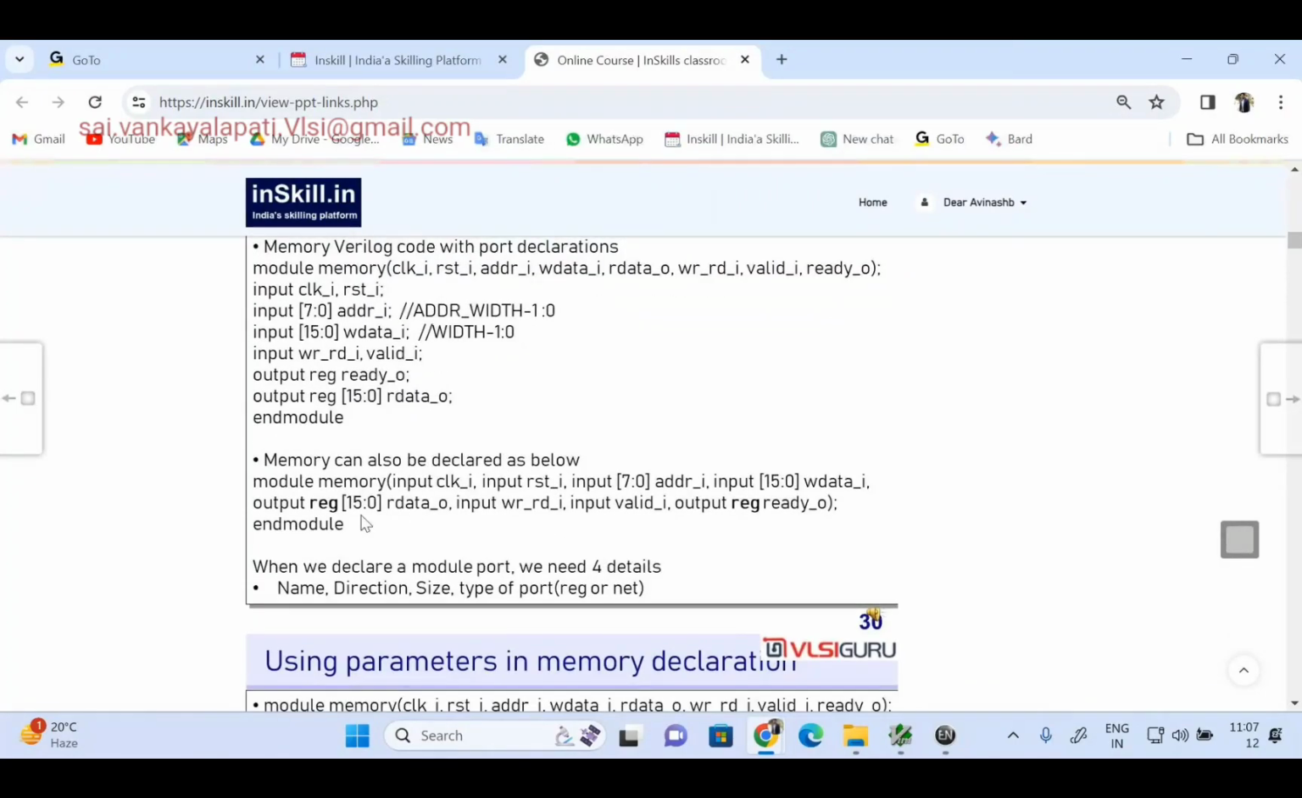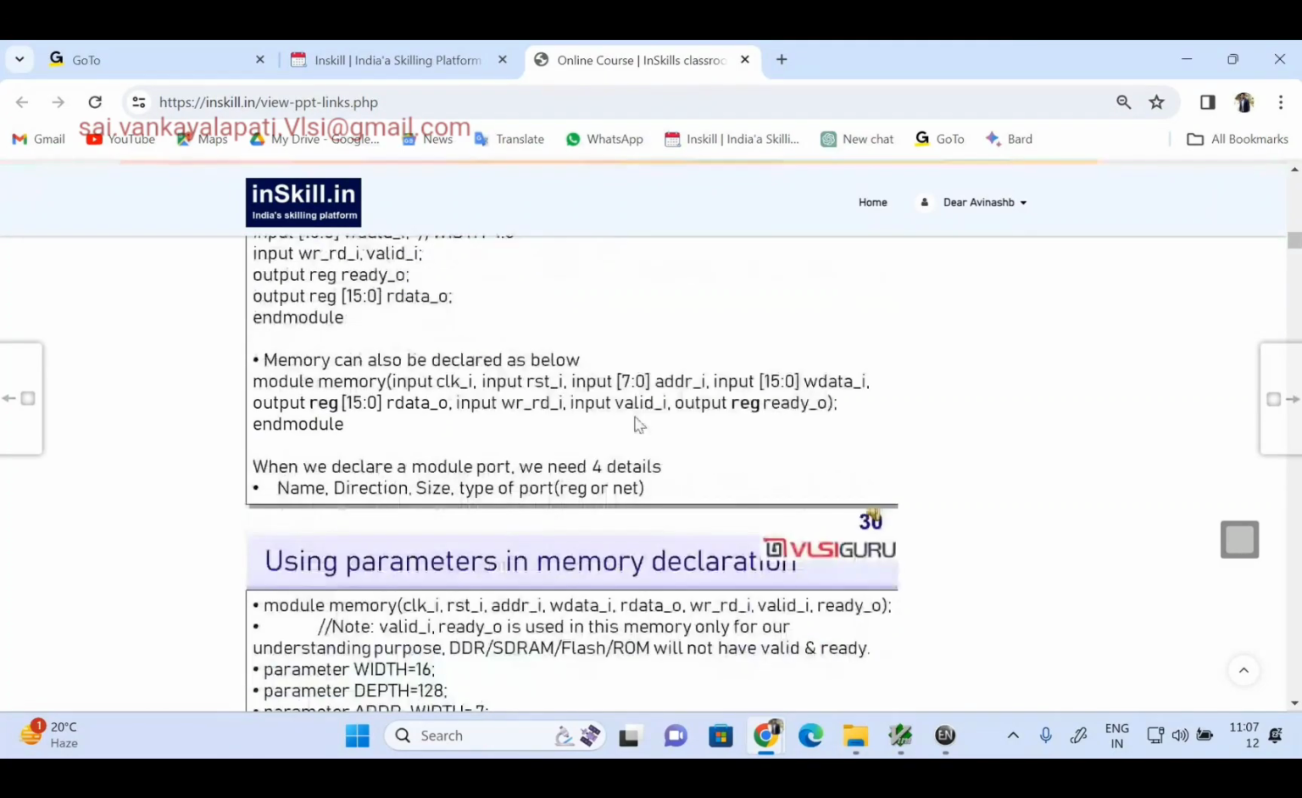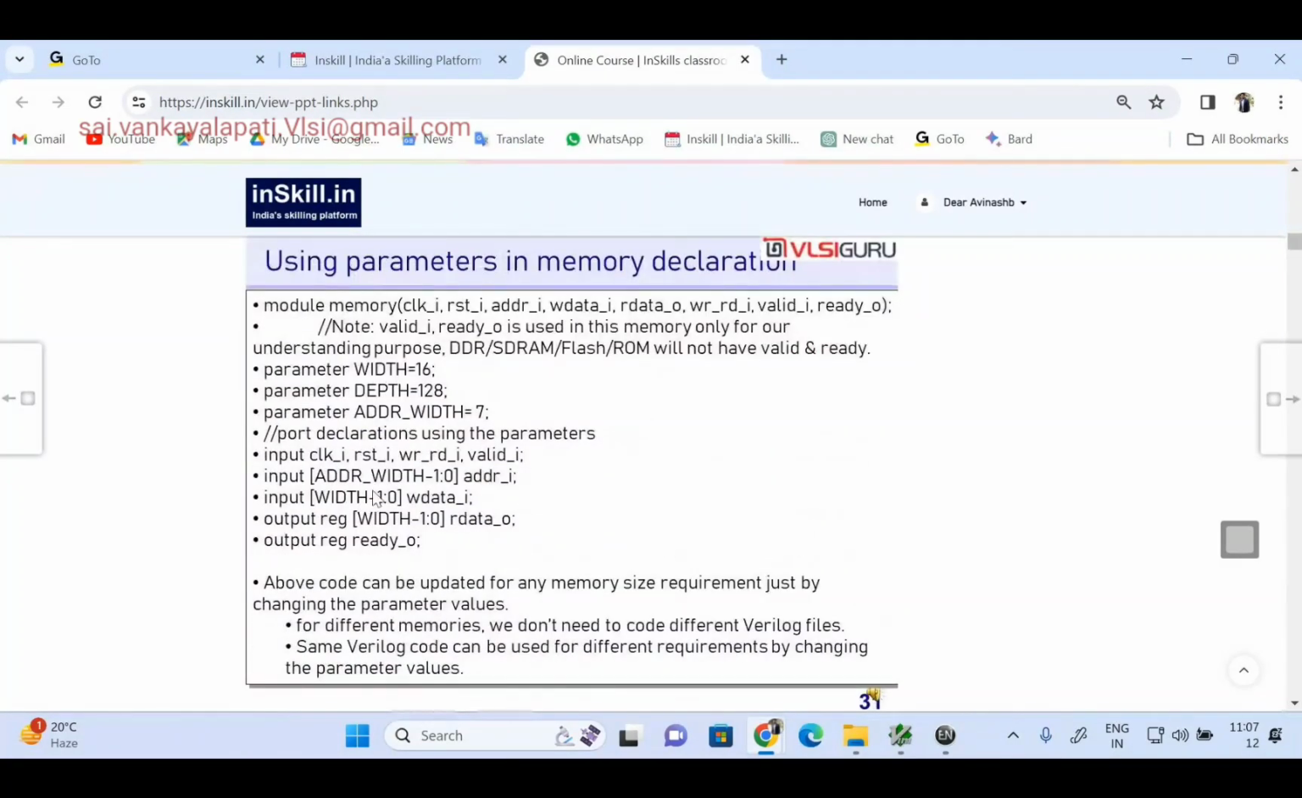So output read data is 16 bit. Input read data input is a single bit, and output is ready is also an output bit. Now what we are doing here is coming to this part. This is how we are declaring. This is another example, whose parameter width is 16 and depth is 128. Address width is 7. Then we are declaring now.